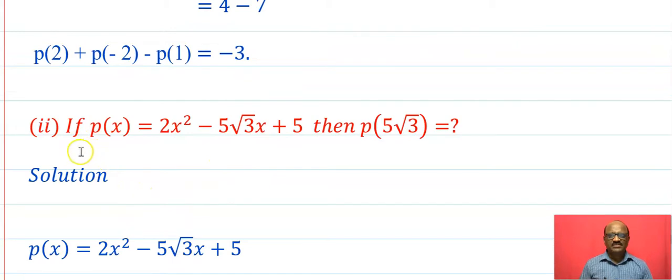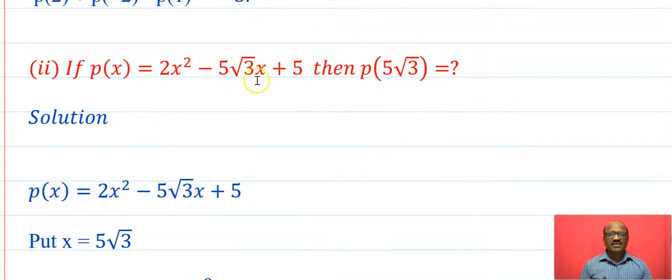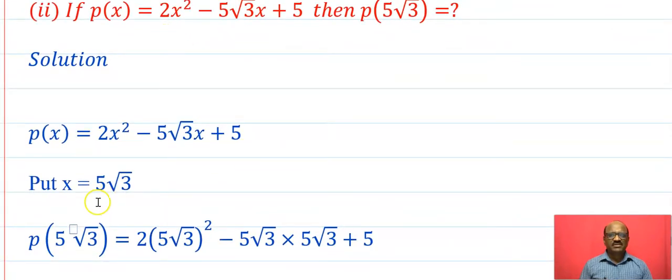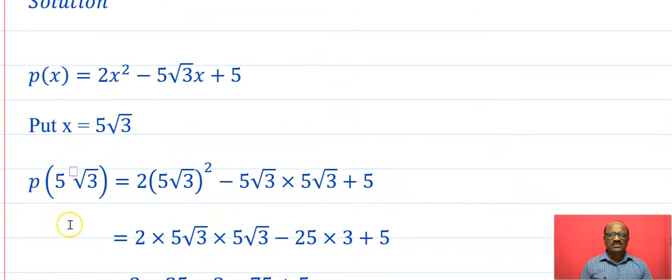What about the next? If p of x is equal to 2x square minus 5 root 3x plus 5, then what is the value of p of 5 root 3? Here also we will replace the same way, x is replaced by 5 root 3. Only the calculations will be a bit tough. p of 5 root 3 is equal to 2 into (5 root 3) square minus 5 root 3, x replaced by 5 root 3, plus 5.